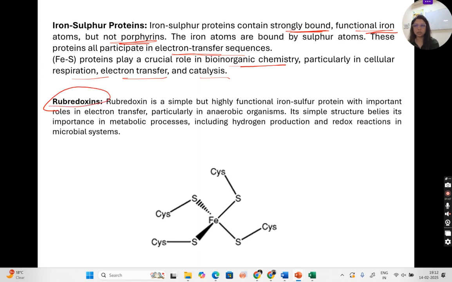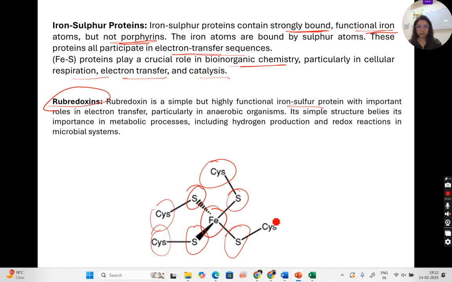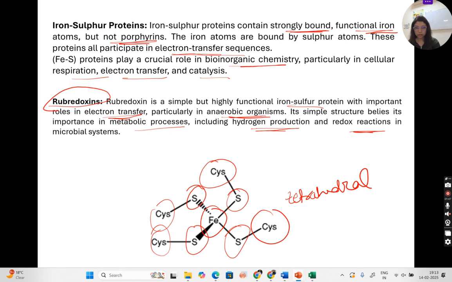First is rubredoxin. This is a simple but highly functional iron sulfur protein. In this case, iron Fe is coordinated to 4 different sulfurs of cysteine, which gives it a tetrahedral geometry. And its role is in electron transfer, particularly in anaerobic organisms. Its simpler structure plays an important role in metabolic processes, including hydrogen production and redox reactions in microbial systems.